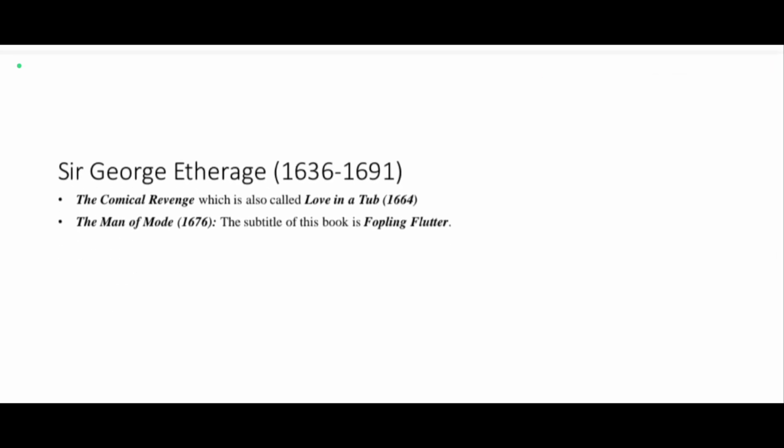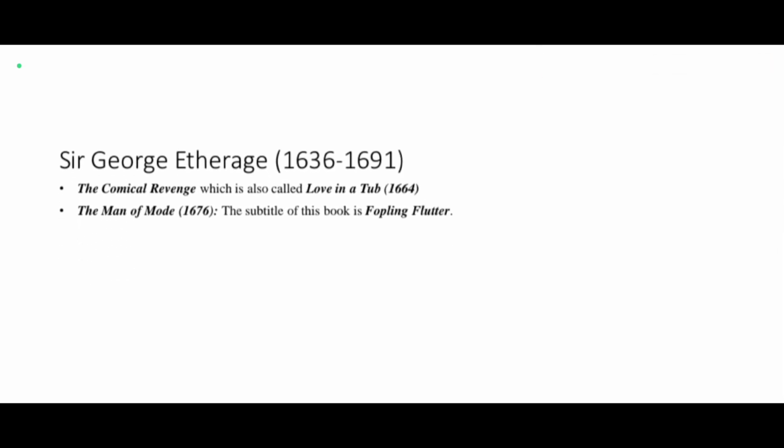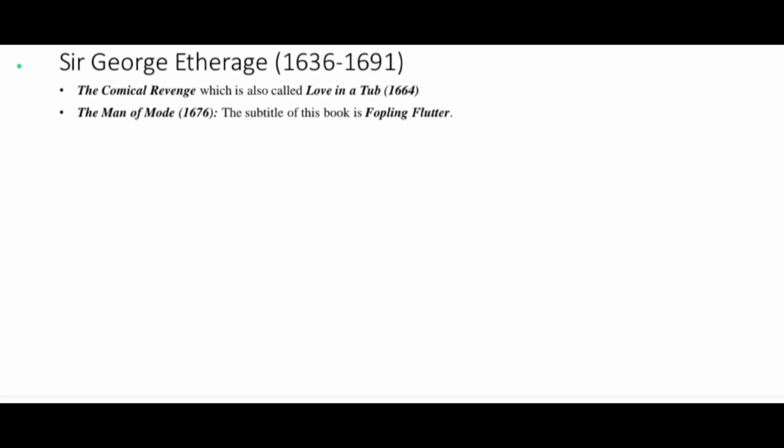And then the next writer we have is Sir George Etherege. He was born in 1636 and died in 1691. He has written a work that is The Comical Revenge, which is also called Love in a Tub, and it was published in 1664. Next he has written The Man of Mode, which was published in 1676, and the subtitle of this book is Sir Fopling Flutter.